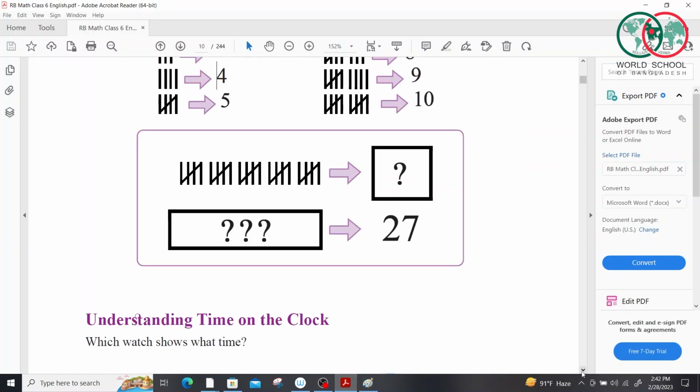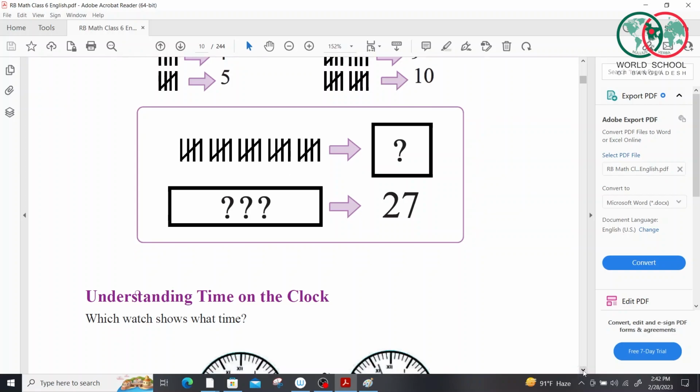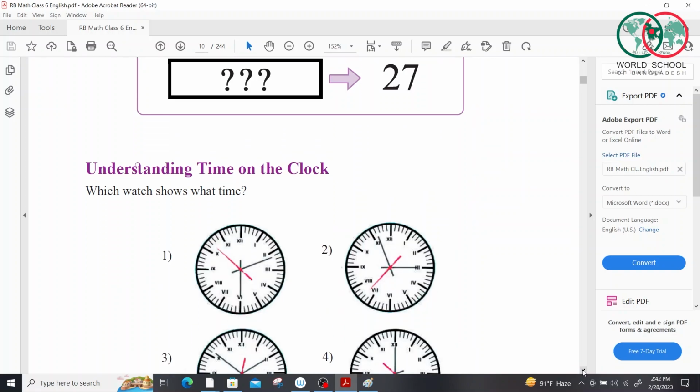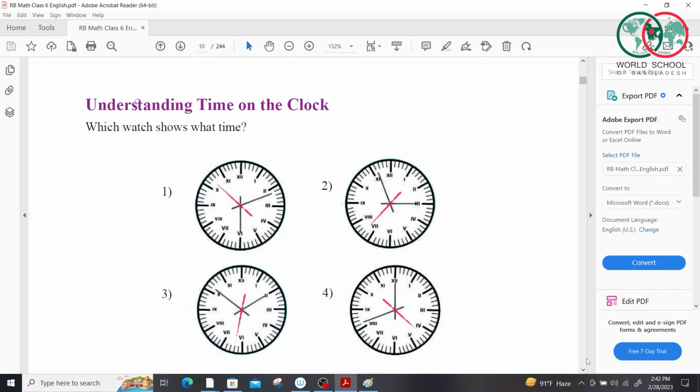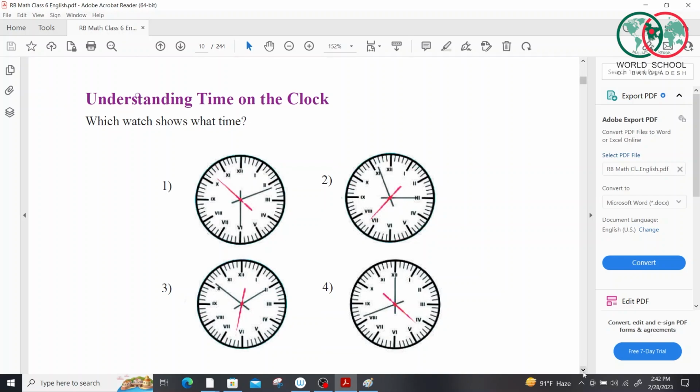Next, understanding time on the clock. So how do we understand time by watching a clock? Clocks are of 2 kinds, digital and analog. Today we'll learn about the analog clock. In a clock there are 3 hands. One represents hours, one represents minutes, one represents seconds.